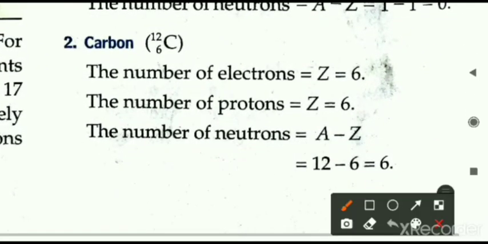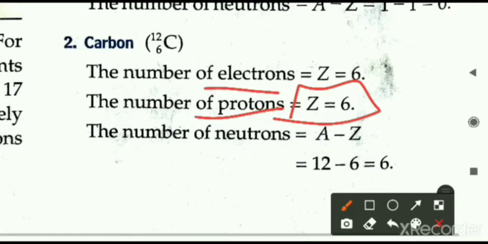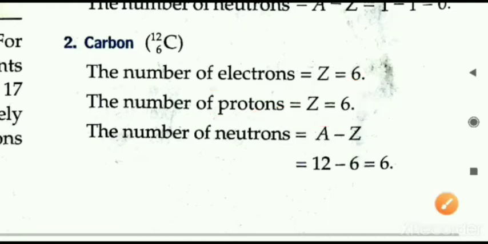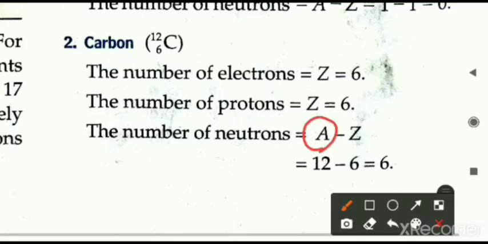Next is carbon. Carbon has atomic number 7. Z means atomic number. Whatever the atomic number, it is the number of protons, and also electrons. It is always equal in the normal atom, so electrons and protons are the same. Based on that you can calculate neutrons, A minus Z. What is A here? A is the mass number.